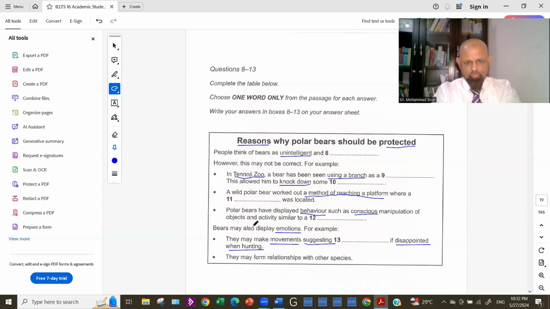Now see, next word. Polar bears have displayed behavior such as conscious manipulation of objects and activities similar to it. So, conscious. You have to see display behavior, show behavior, showcase behavior, conscious, maybe deliberate or clear, obvious. Yeah, let's check. Now, which is similar to.